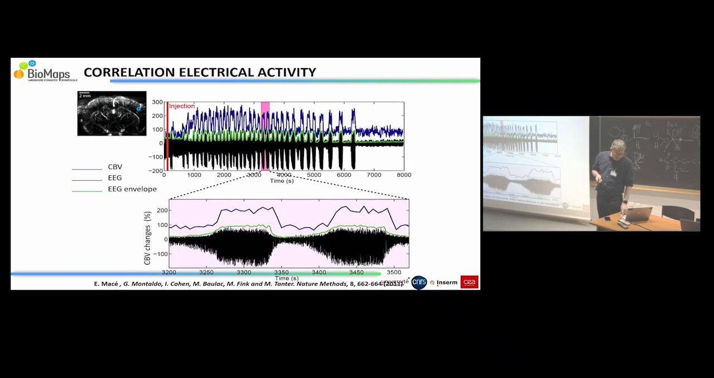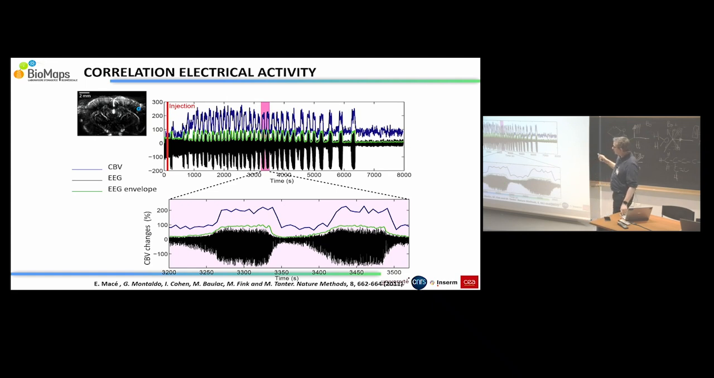We can also correlate that to electrical activity. So for that, we have placed some electrodes in the brain. We have acquired ultrasound, and we saw that there is a strong correlation between the change of blood flow with electrical activity of neurons.